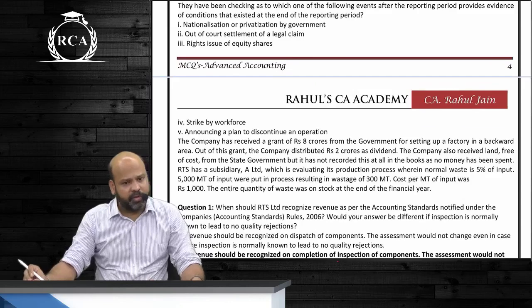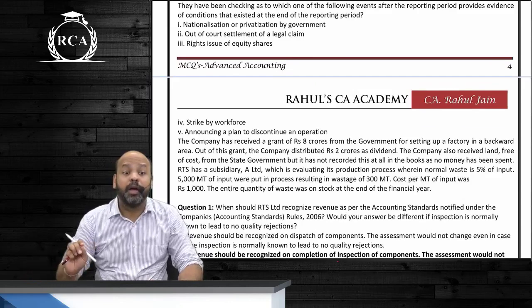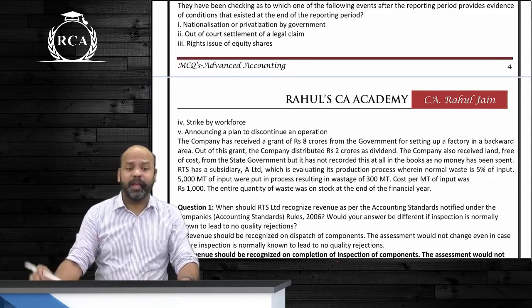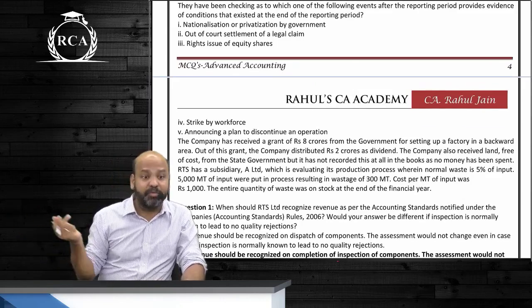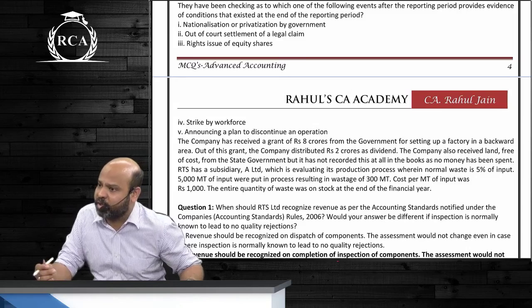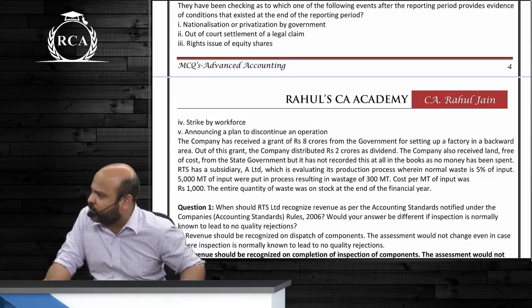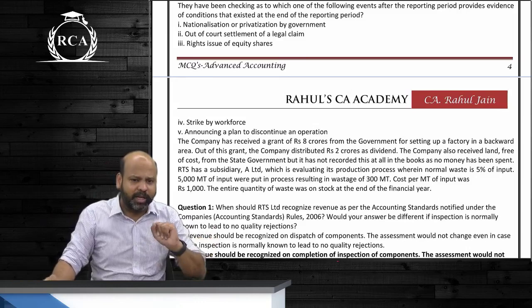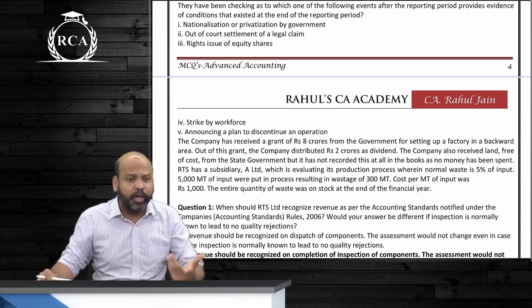Strike by workforce. We are not talking about a retrospective increase in wages or anything, where you have entered into a settlement with them. They are on strike, so what will you go and record? What are you going to record?